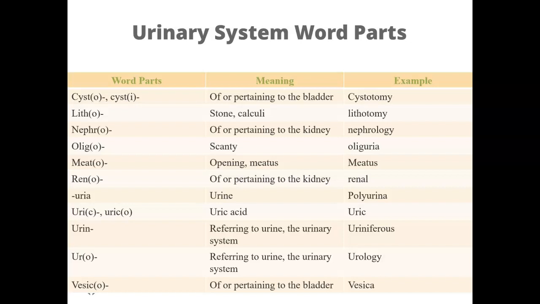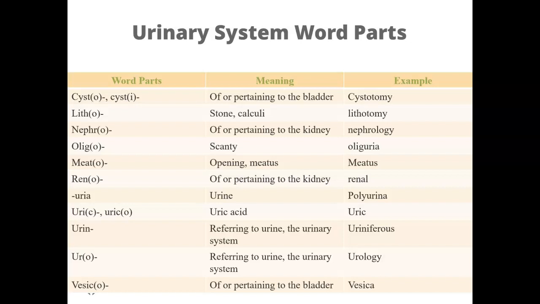The suffix uria means urine. Uric or urico is referring to uric acid. Urin is referring to urine or the urinary system. Uro is referring to urine or the urinary system. And then vesico is pertaining to the bladder.